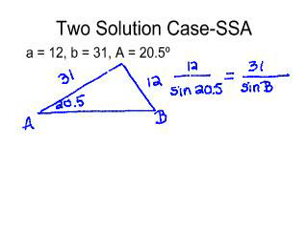Alright, so now we're going to cross multiply. I've got 31 times the sine of 20.5. Let's just multiply it, and then write down what we get for that decimal. I ended up with 10.86. So 10.86 is equal to 12 times the sine of B. So we divide by the 12. Now I get a number between 1 and -1, so this is looking more promising.